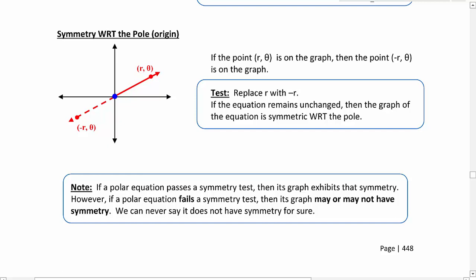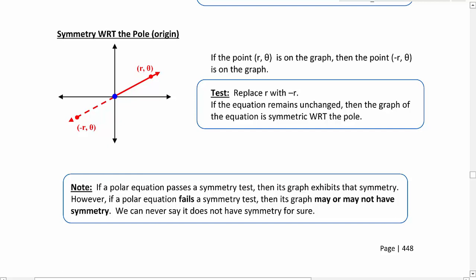Now, please note, this is really important here. If a polar equation passes a symmetry test, then we know for sure that the graph has that kind of symmetry. However, if a polar equation fails a symmetry test, then the graph may or may not have that kind of symmetry. We don't know for sure. It's inconclusive. So we can never say it doesn't have that type of symmetry for sure.